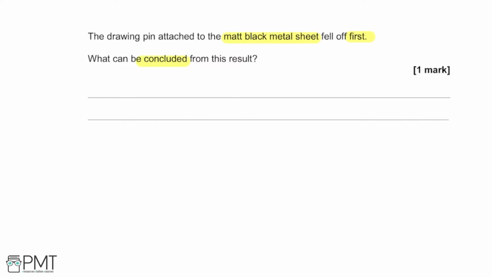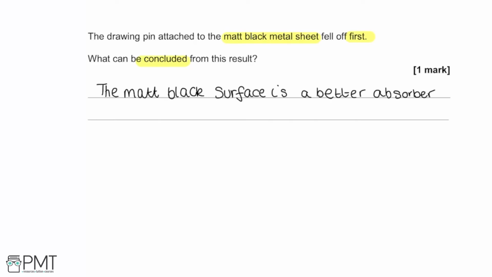So for it to have gotten hotter more quickly, the matte black surface in this instance has got to be a better absorber of the infrared radiation than the shiny silver surface on the other side, for which the drawing pin hasn't fallen off because it hasn't absorbed enough of the infrared radiation to heat up enough to melt the wax. So we just have to make sure in this question that we're given a comparison between the two surfaces just to gain that mark.